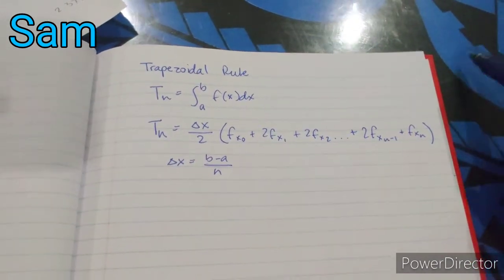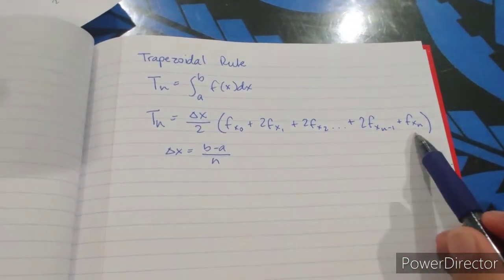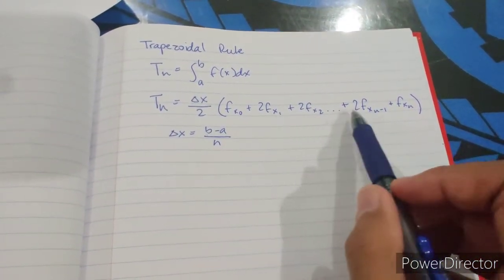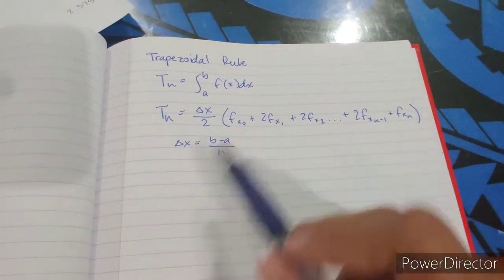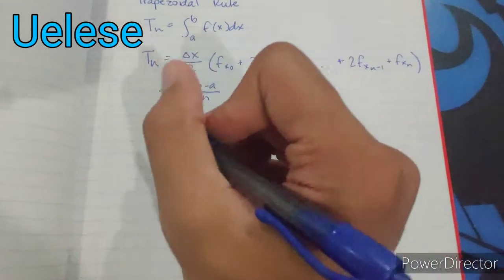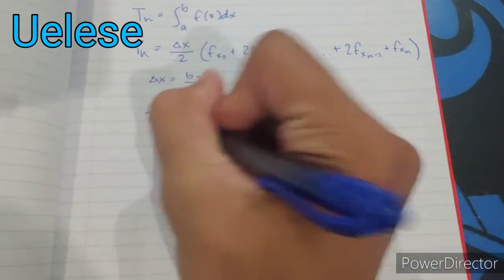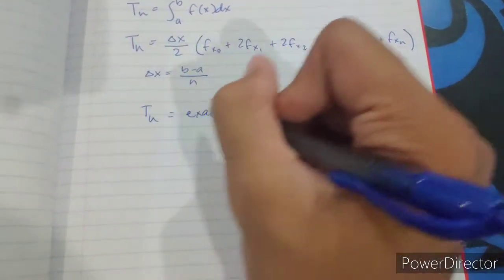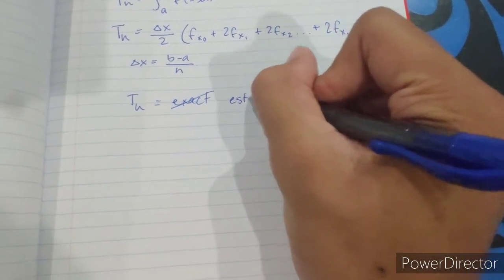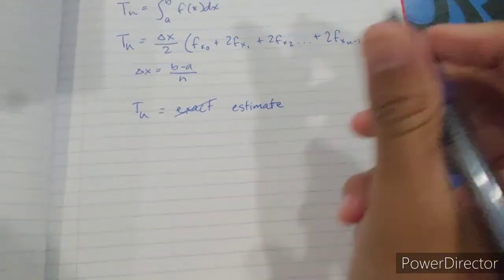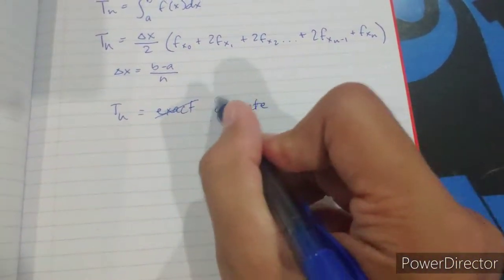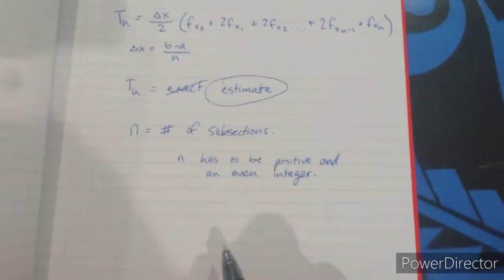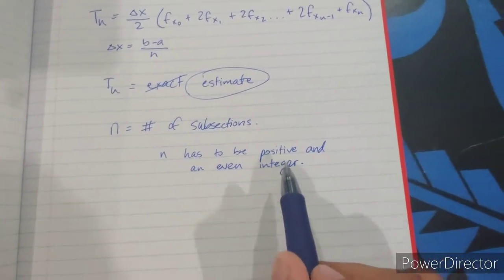As you can see, f of x0 and f of xn have no coefficients in front of them. However, all the x values in between have 2 as the coefficients. One thing to remember is that the trapezoid rule is not exact, so it is actually an estimate of the value of the area of whatever you're trying to find. Also, n is the number of subsections between a and b. N has to be an even integer, and it has to be positive.